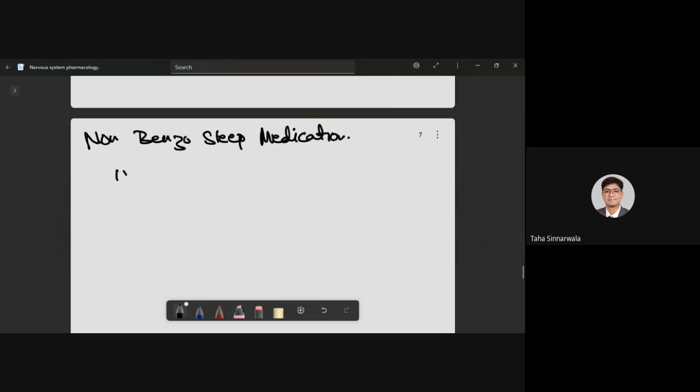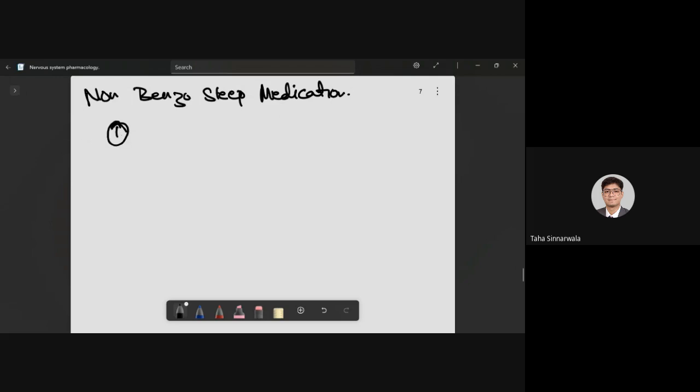And what were the three that you guys were mentioning? Zolpidem, okay. Zolpidem, Zaleplon, and one more. Zaleplon, and Zopiclone. Okay, I'll tell you one interesting thing: the third one doesn't start with a Z, it actually starts with an E. Yes, Eszopiclone. Zopiclone. And what do we need to remember about these medications?